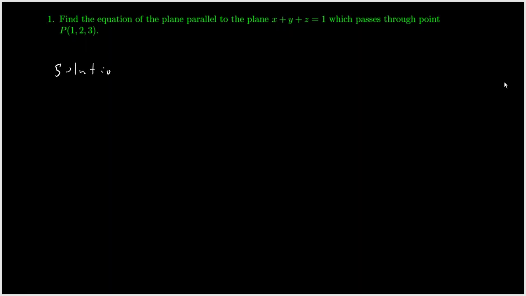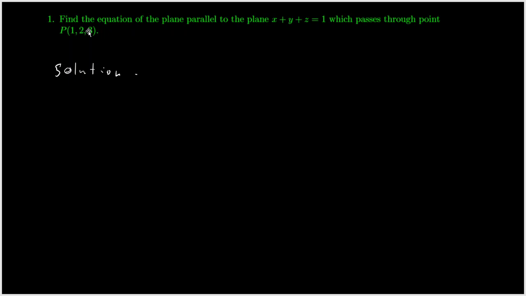Solution. Now look at the thing. We are looking for the equation of a plane parallel to the other plane and passing through a point. Now let's recall, to get the equation of the plane, we need two pieces of information. We need a point. You are given a point. You can take that point. And how do you get a normal vector? So what is a normal vector to the plane we are looking for?